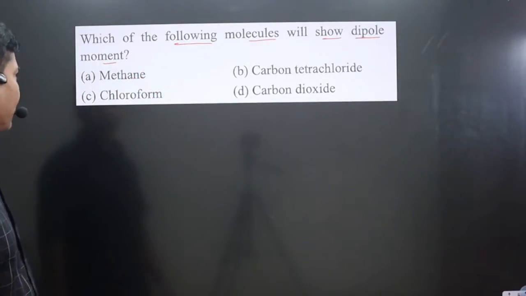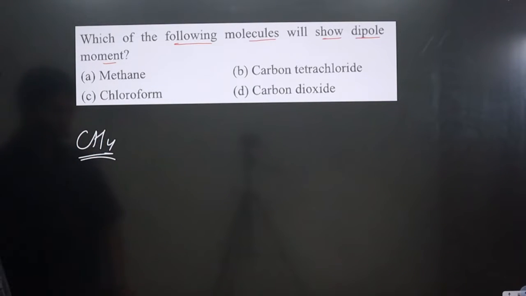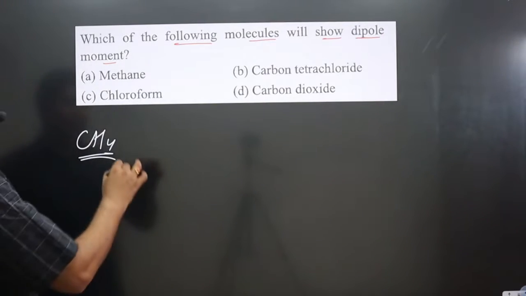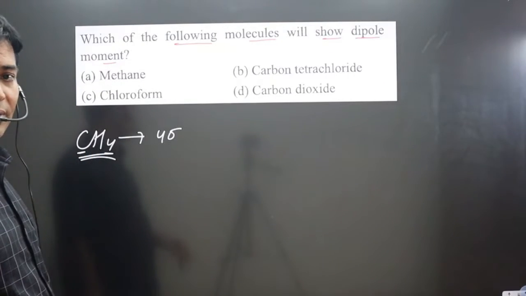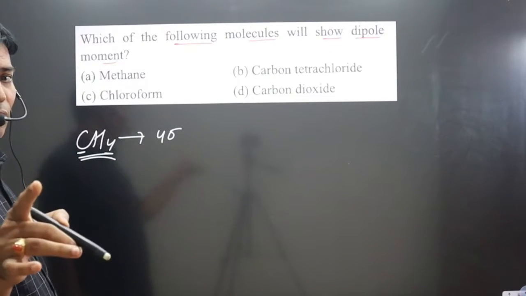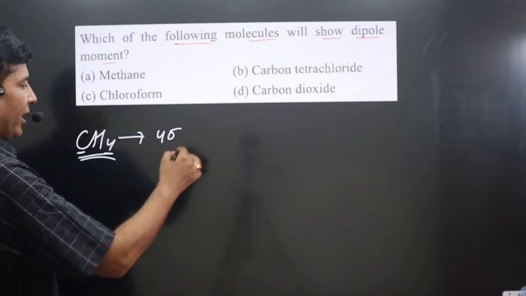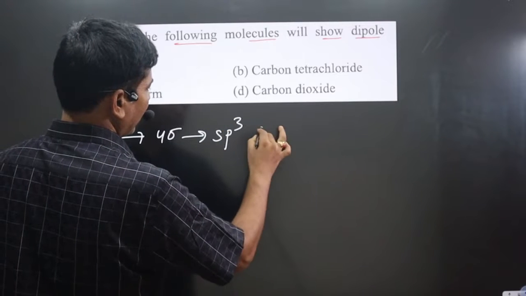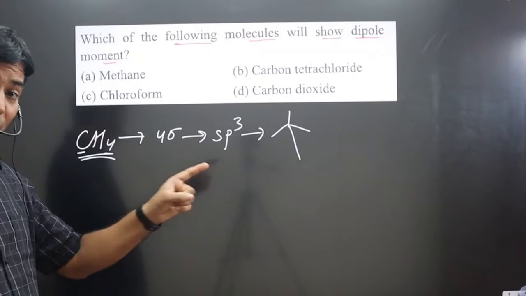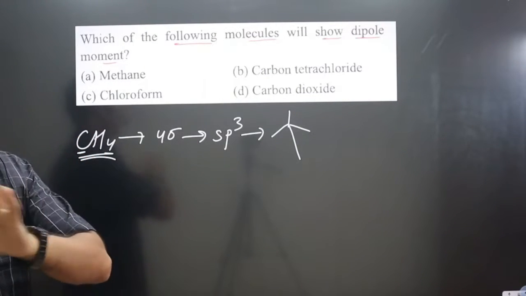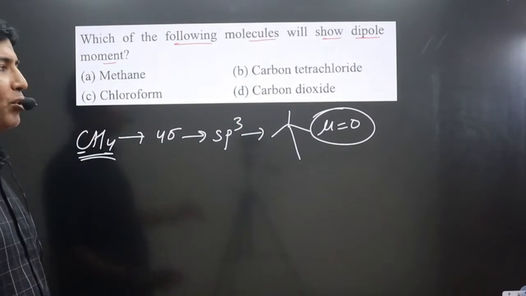Okay, let's do it. The first molecule is methane, CH4. If you determine how many sigma bonds there are, the central element is carbon, and it forms 4 sigma bonds with the 4 hydrogens. With 4 sigma bonds, we have sp3 hybridization, and regular tetrahedral geometry. If regular geometry is there and the central element does not carry any lone pair, the dipole moment will definitely be 0. We can say it is non-polar by nature.